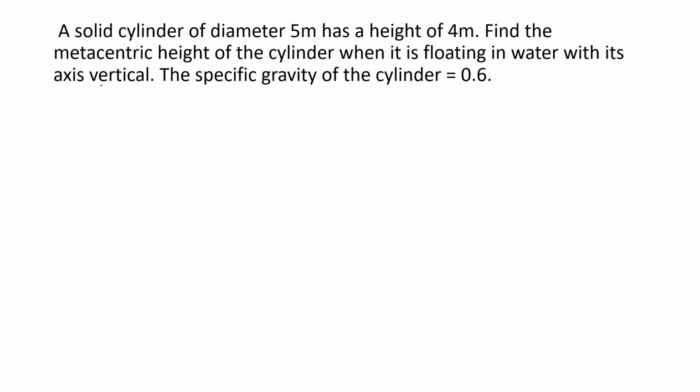In this lecture, we will do a problem on metacentric height. There's a problem to find the metacentric height. So the question is, a solid cylinder of diameter 5 meter has a height of 4 meter. Find the metacentric height of the cylinder when it is floating in water with its axis vertical. And the specific gravity of the cylinder is given as 0.6.